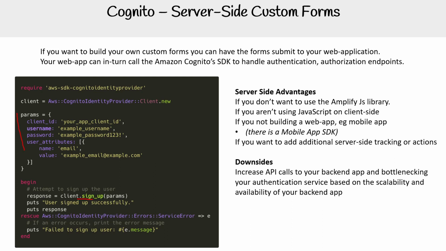The downsides here is that by having to first call your server, then to call Cognito, you're basically creating a bottleneck against your server because it's going to be based on how well your server scales and can handle that. And it's also adding additional latency because now it has to go through your server and then go to Cognito. So it's up to you what you'd like to do. But sometimes it is easier to use the server-side implementation.